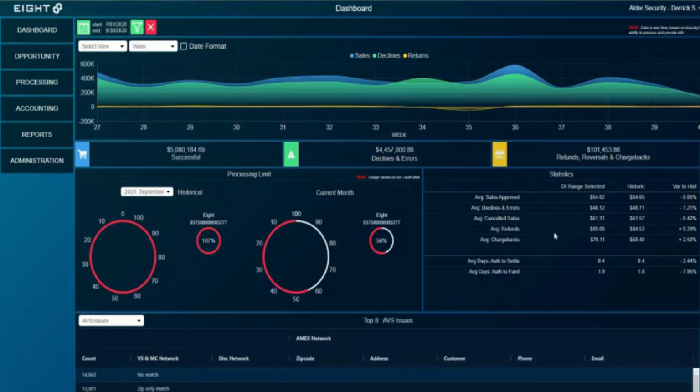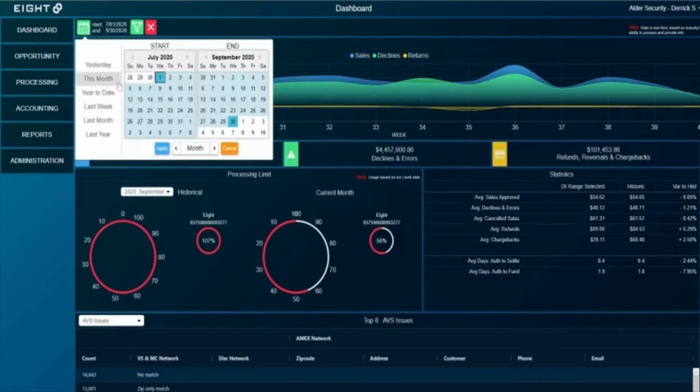These next are stats, and this is fun stuff, and it tells a story. We have the historic of where they sit on average sales approved, their declines, cancels, refunds, and chargebacks. Now, one of the things that historically typically happens, and I'm going to jump to just 1 month here, so I'm just going to go to last month.